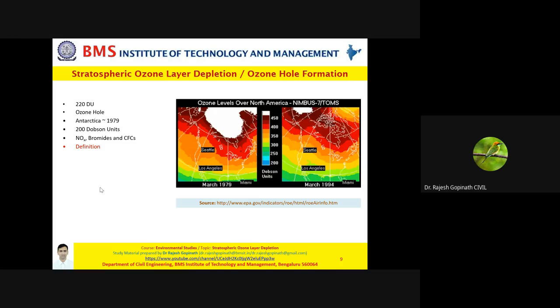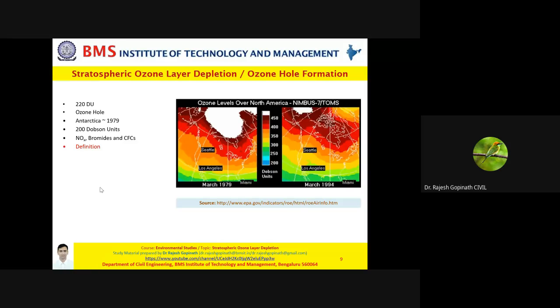If your average thickness comes below 200 Dobson units, then it is called ozone layer depletion, or ozone hole formation. It is always good if we can have the average thickness of the ozone layer at around 300 Dobson units, or in other words, 3 millimeters. Now, what is the importance of this ozone layer?